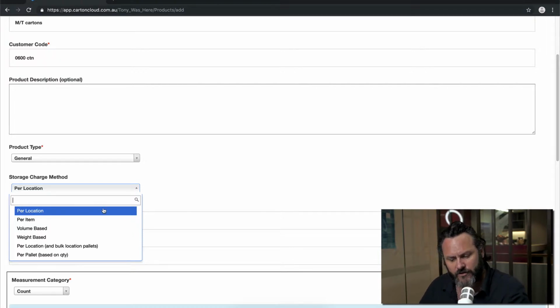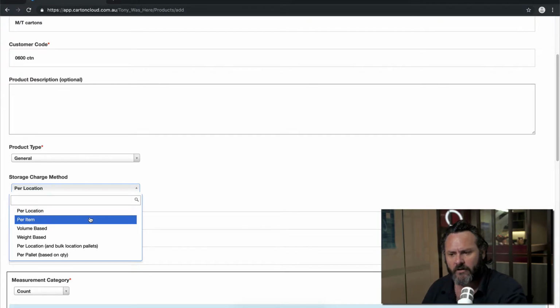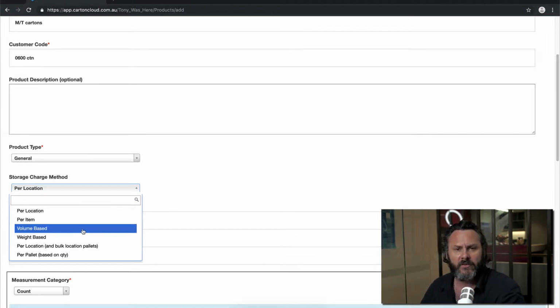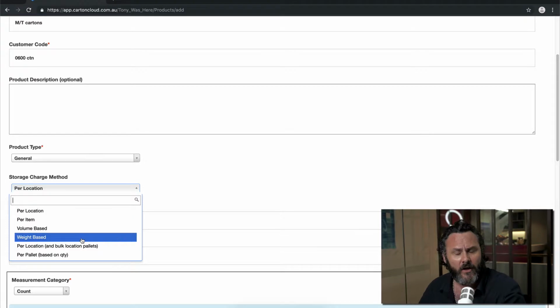The next charge method is per item. Now what per item means is I could have a pack of timber, and it may be that I just want to charge my 5.4 pack of timber in at $6 per week. So I could do it per item. Or I could say that if it's a carton, for instance, I only want to charge 8 cents per week for that carton. Volume based is based on cubic meters, i.e. for furniture and bulky things like that. Weight based may be where we've got random meat products, or we have meat boxes, and they might be charged out at kilo rates.